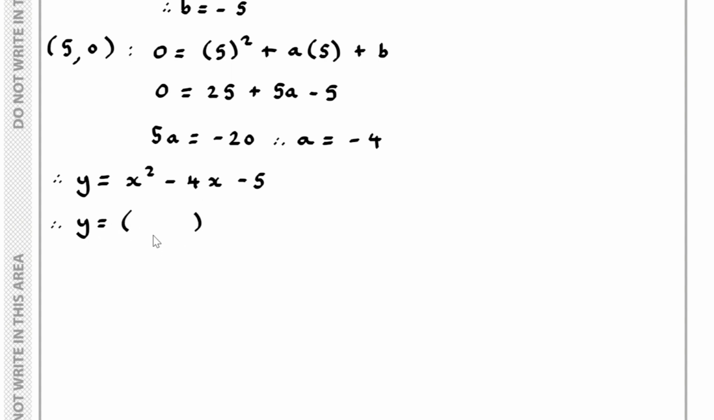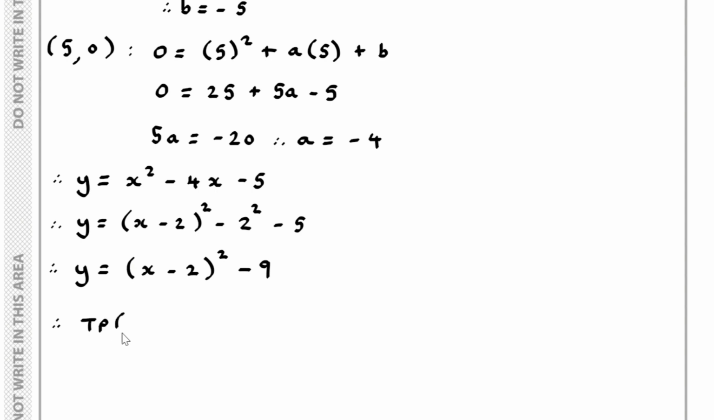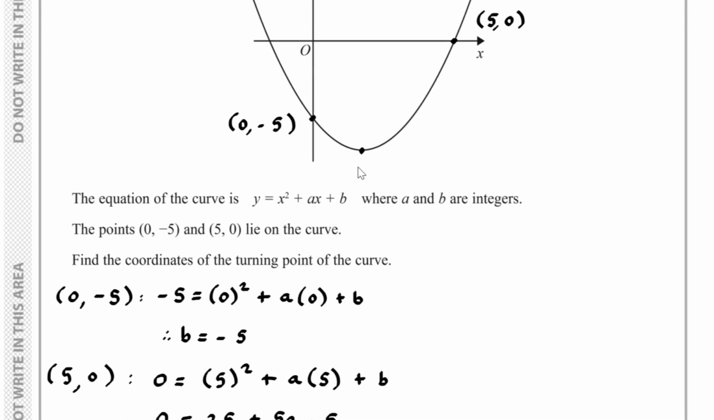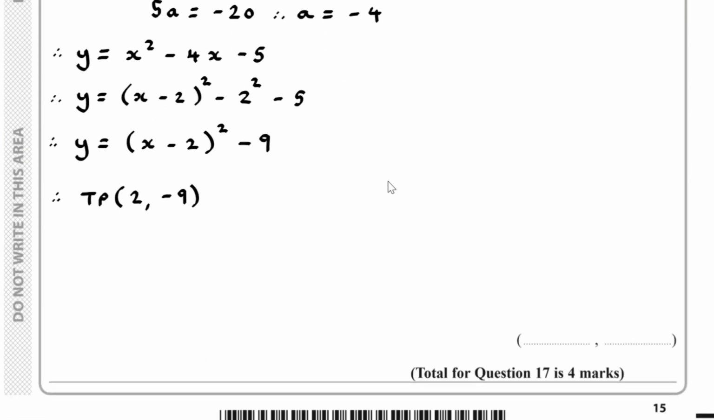I have the coefficient of x, so that's minus 4, and therefore I would have x minus 2 squared. Then I subtract the square of 2, and then I subtract 5. So y would equal x minus 2 all squared minus 4 minus 5, which is minus 9. And so therefore the coordinates of the turning point would be 2, minus 9. So I have the coordinates here 2, minus 9.